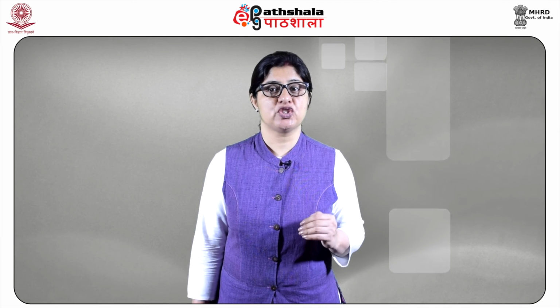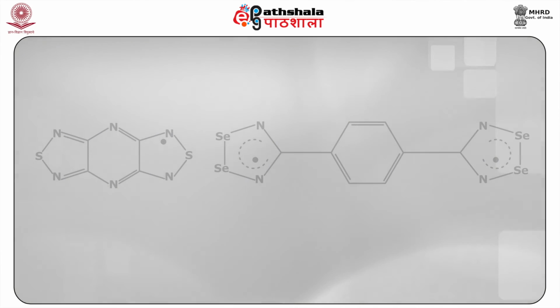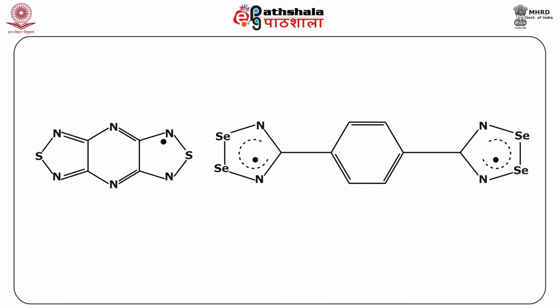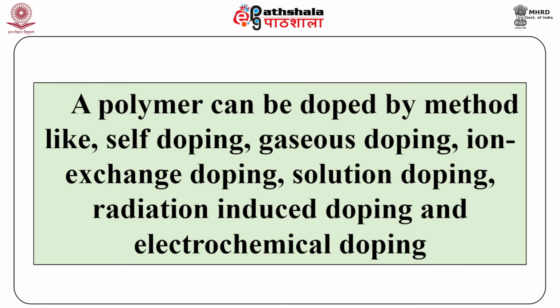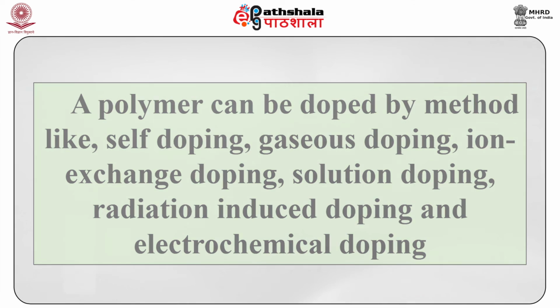The dopant helps provide charge carriers through extra electrons or holes. The dopant atoms or molecules are either strong oxidizing or reducing agents. When any polymer is doped, either positive or negative charge carriers are created, and hence the dopant acts as an acceptor or donor. As shown in the figure, a polymer can be doped by methods like self-doping, gaseous doping, ion exchange doping, solution doping, radiation-induced doping, and electrochemical doping.